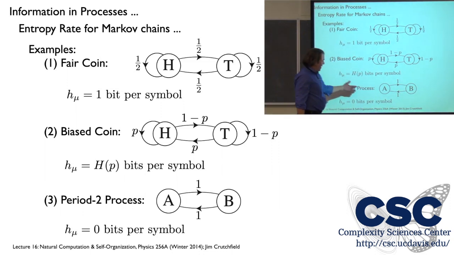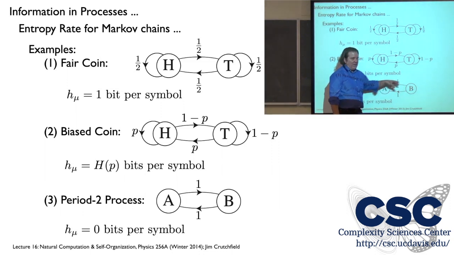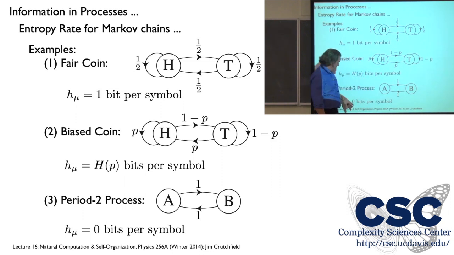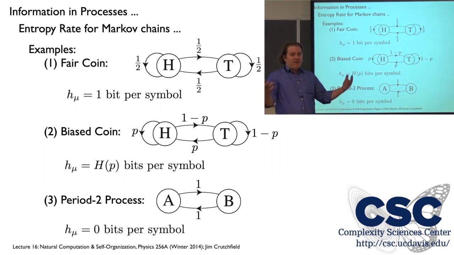Period 2 process, well, okay, so I'm in states A or B with equal probability, but the transition uncertainty is 0 in each state. I know exactly where I'm going if I'm in state A and where I'm going if I'm in state B. There's no uncertainty, therefore it's 0 entropy rate. More complicated machines, which we're going to deal with, more complicated models like this, are just combinations of local branching uncertainty and some determinism. So mixtures of these cases.